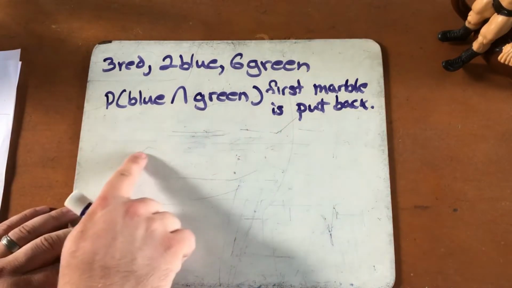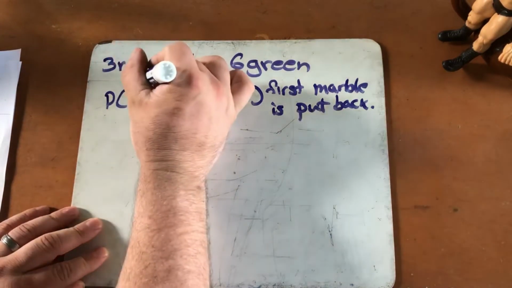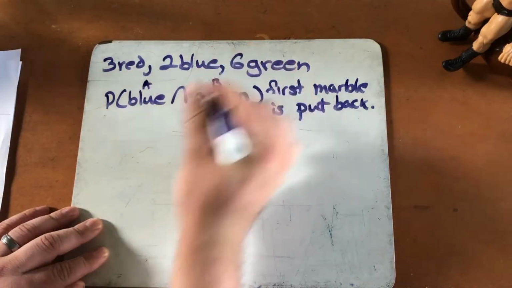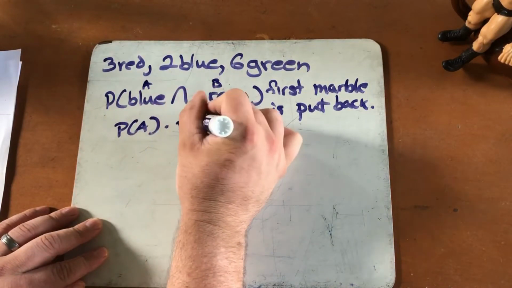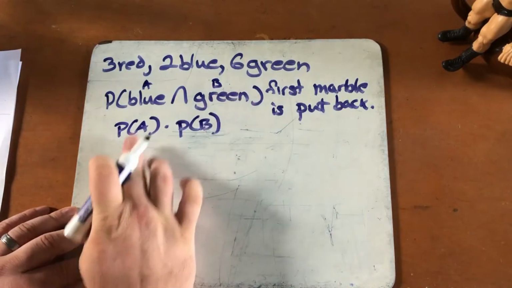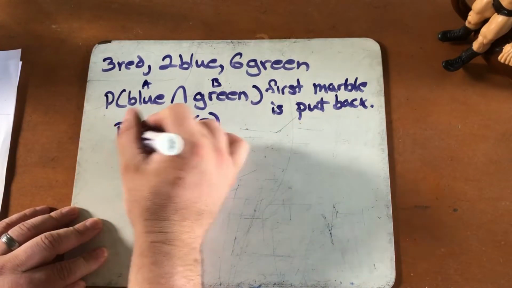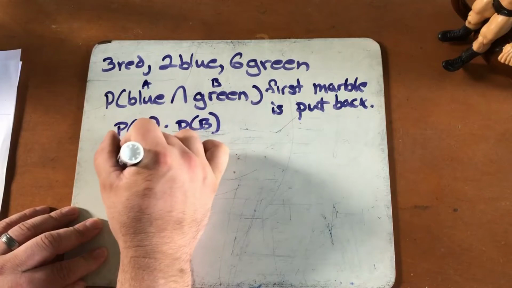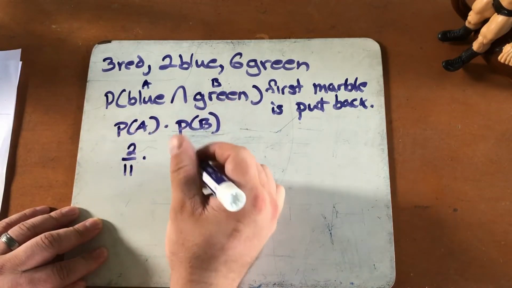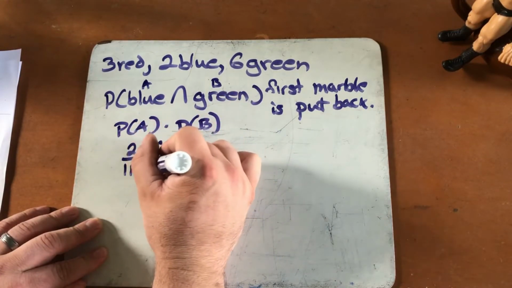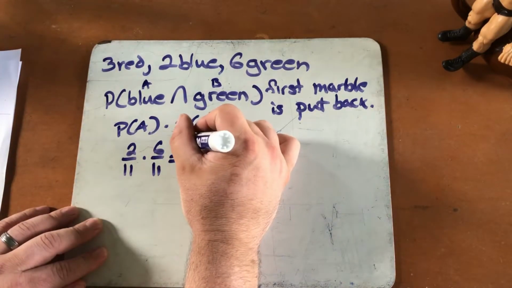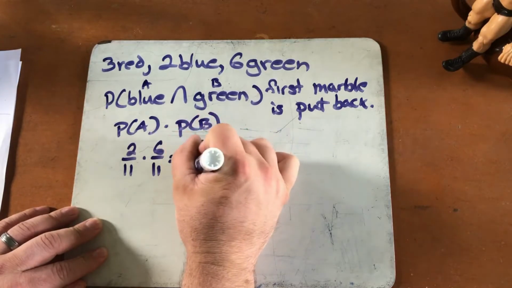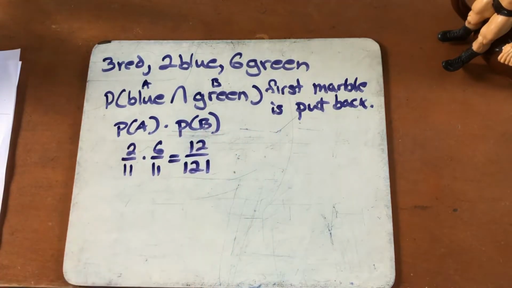Once again, this one's put back, so they are independent. That means I can just do the probability of A times the probability of B. The probability of drawing a blue marble is 2 out of 11. The probability of drawing a green is 6 out of 11. When I multiply these straight across, this is 12 over 121, and once again, that does not reduce.